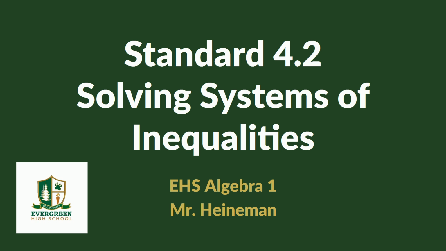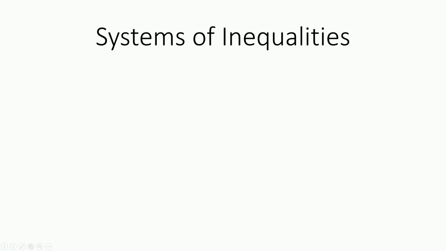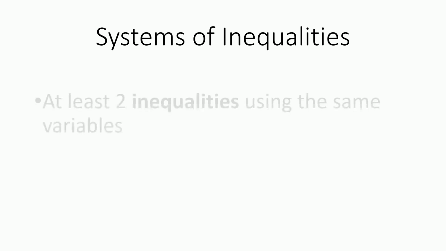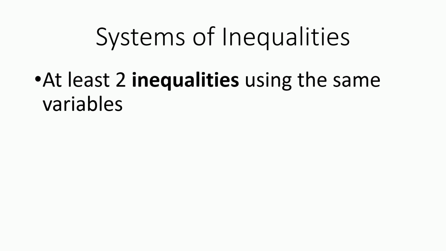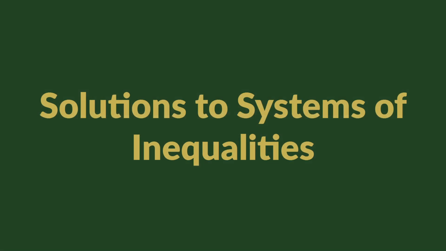This is standard 4.2, Solving Systems of Inequalities. So systems of inequalities are at least two inequalities that use the same variable. They're basically like systems of equations, but we use inequalities instead. And the inequalities can come in the same forms as equations. We're going to be using techniques that we learned in Unit 3 with inequalities to solve systems of inequalities.